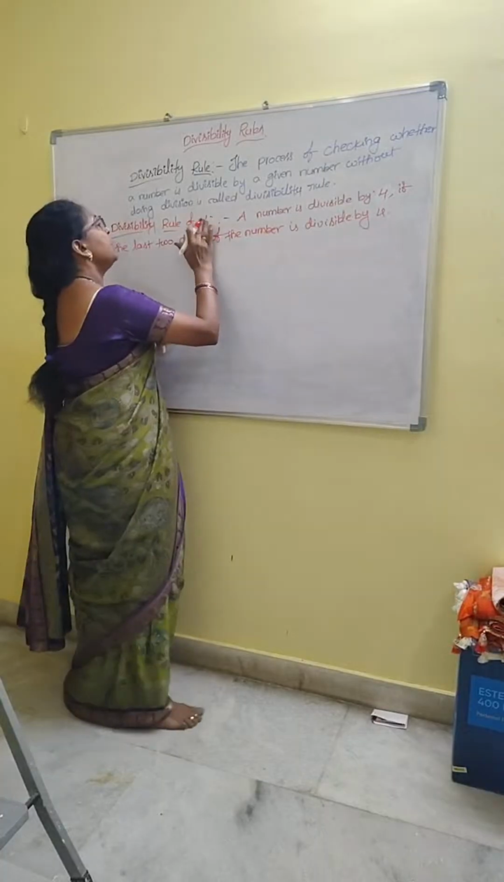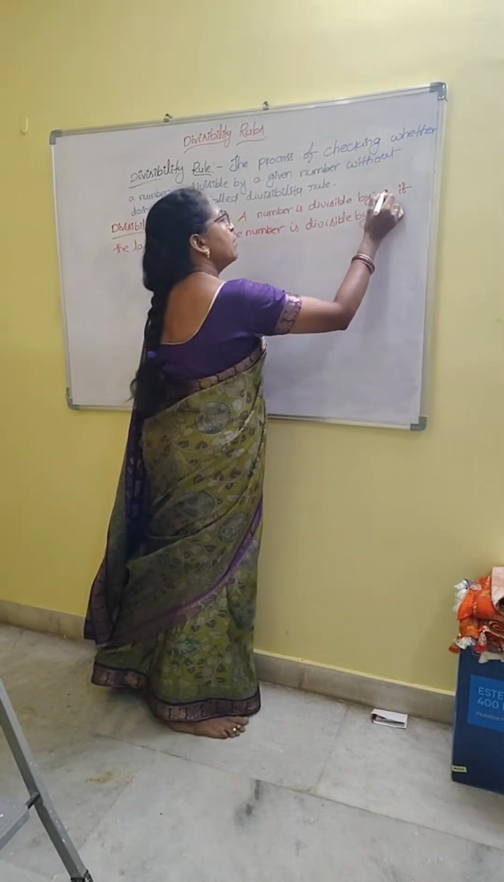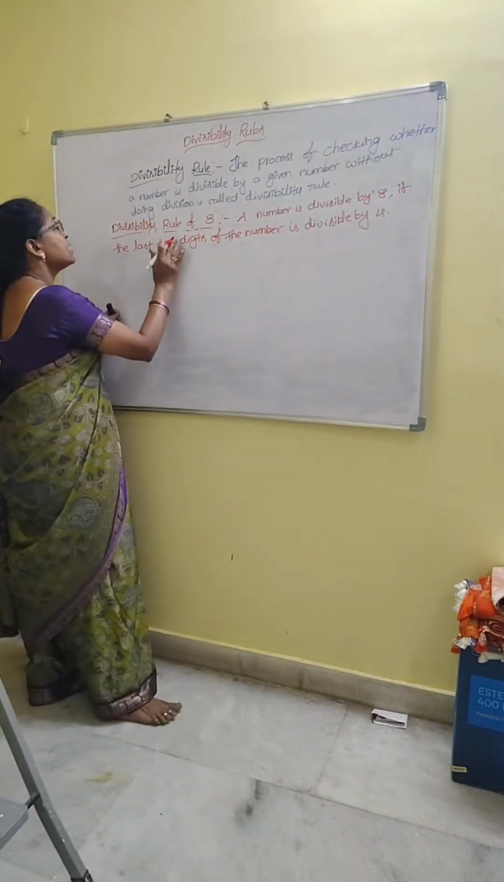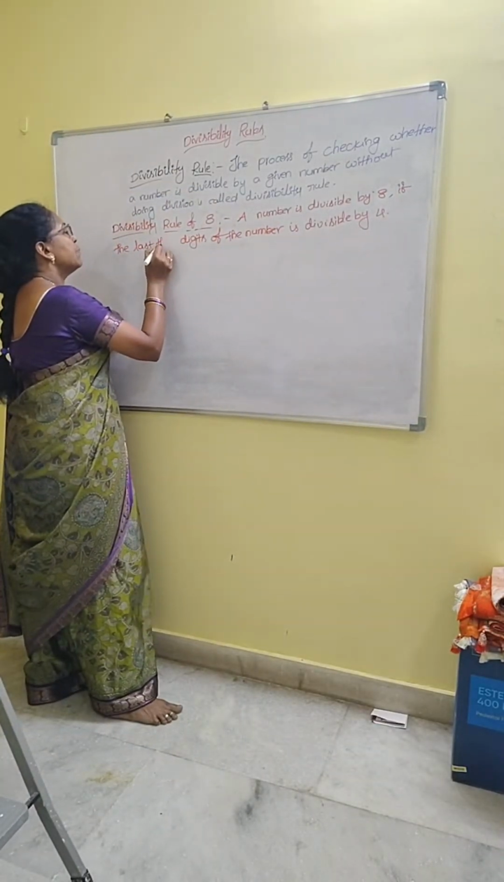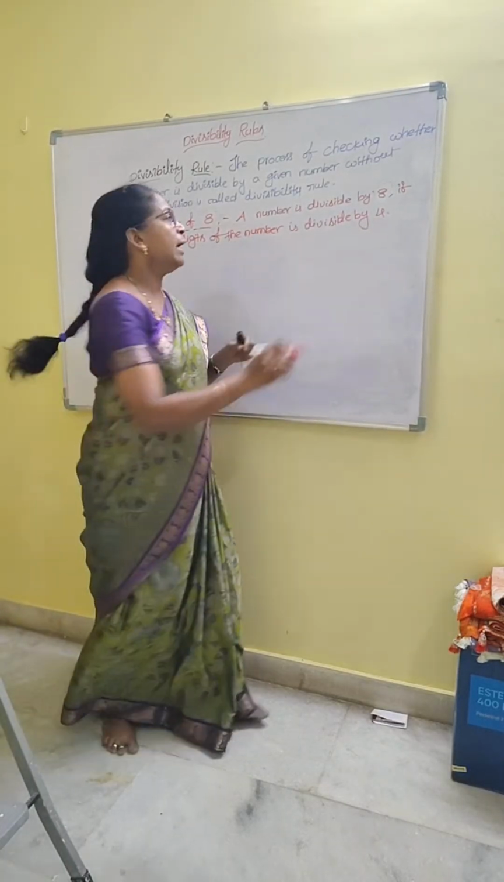What is the divisibility rule of 8? A number is divisible by 8 if the last 3 digits of the number are divisible by 8.